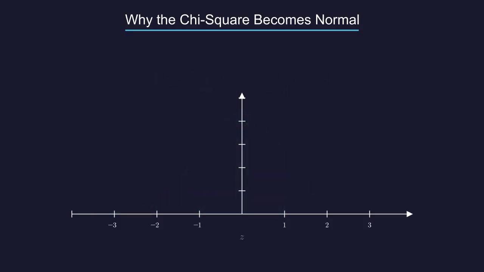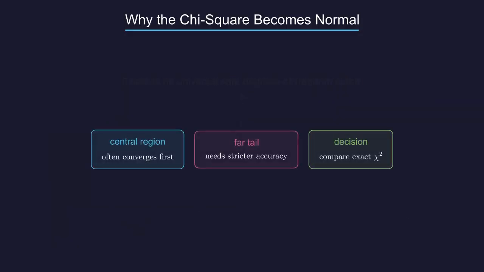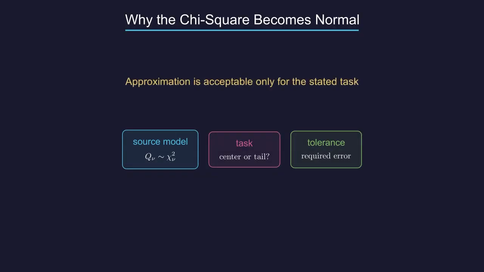The sequence illustrates why degrees of freedom reduce relative skew and make a normal approximation more plausible. It does not establish one universal safe DF. Tail location, accuracy requirements, and the original statistical assumptions determine whether approximation is acceptable.